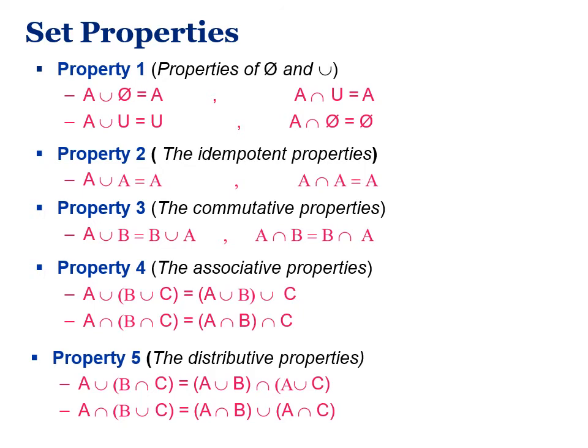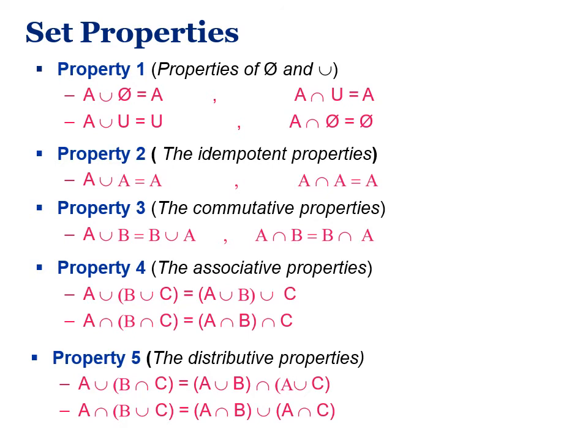So we also have commutative properties. A union B is equal to B union A. A intersection B is equal to B intersection A. Then associative properties. No matter the arrangement of your sets within the parentheses, the answer will still be the same, for as long as they are having the same operations.